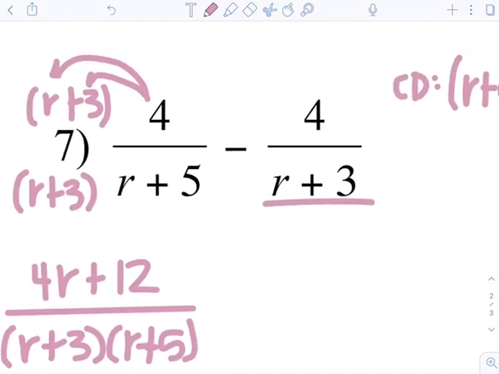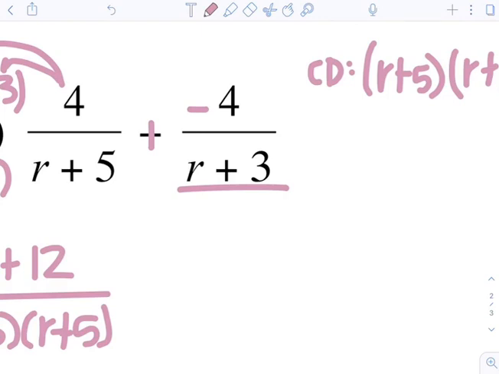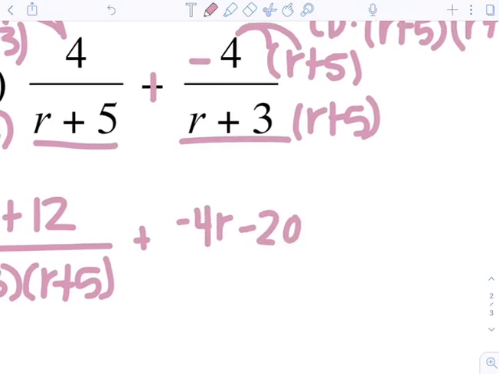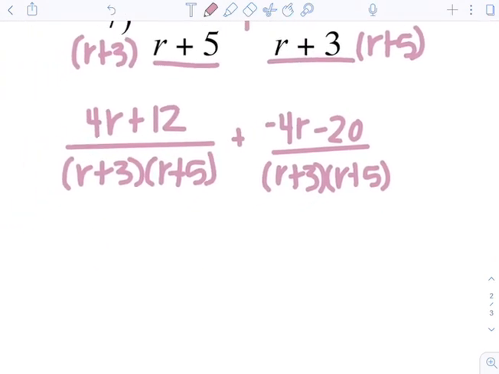Okay, and here I see it's subtraction, so I'm going to make that addition and make that 4 negative. Now I have r plus 3 over here. I'm going to multiply by the other denominator, which is r plus 5. And then you have to distribute. So that's negative 4r minus 20 over r plus 3, r plus 5. Again, only distribute in the numerator, not the denominator.